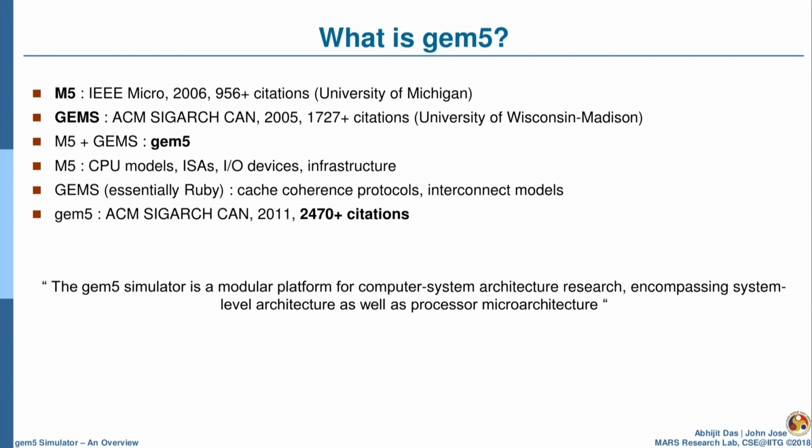This is the definition that I have taken from the official website, which says the GEM5 simulator is a modular platform for computer system architecture research, encompassing system level architecture as well as processor microarchitecture, meaning GEM5 can model and simulate everything, right from the system calls, operating system kernels, processors, memory, interconnection and everything else that we can think of in a computer system.